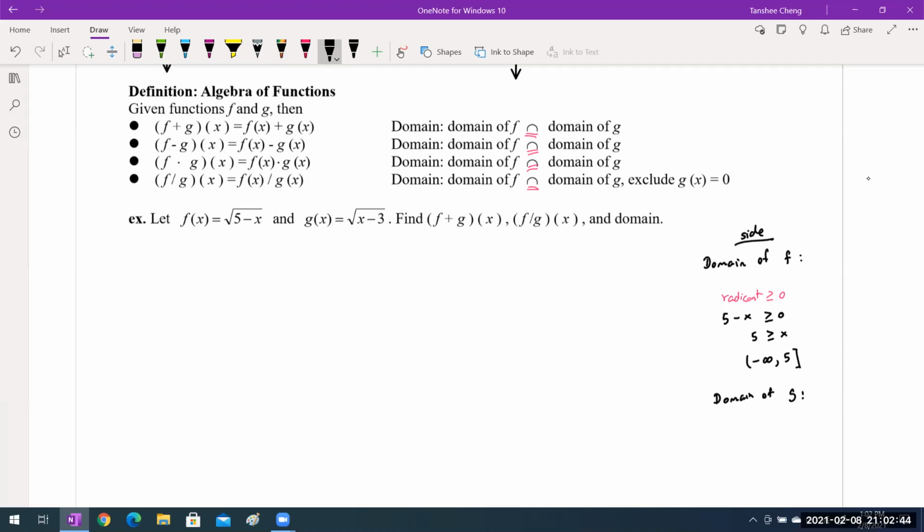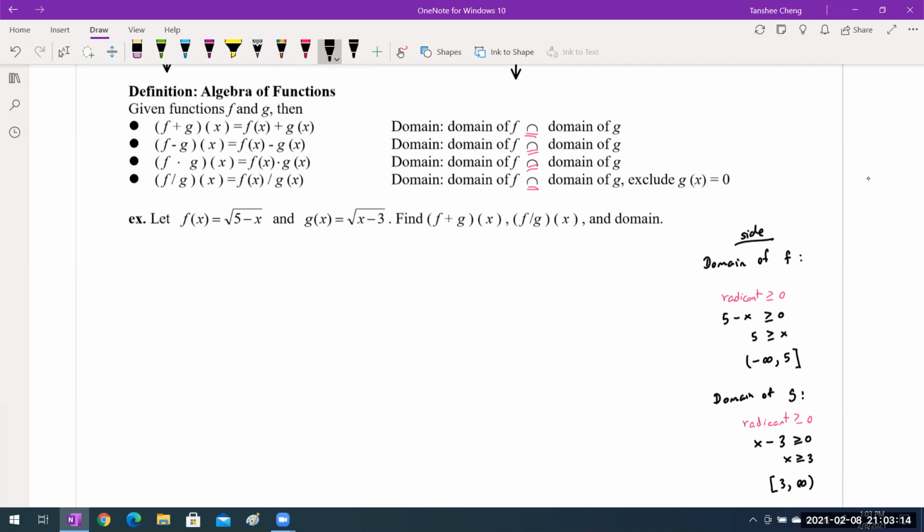Now, the next one is the g function. Once again, the g function is also a radical function. So the domain is any x value which is going to satisfy this inequality, where the radicand is greater than or equal to 0. In this case, my radicand is x minus 3. So therefore, my domain is x greater than or equal to 3.